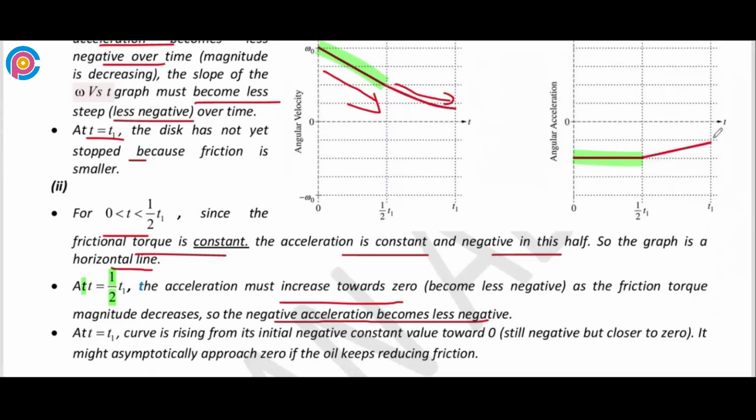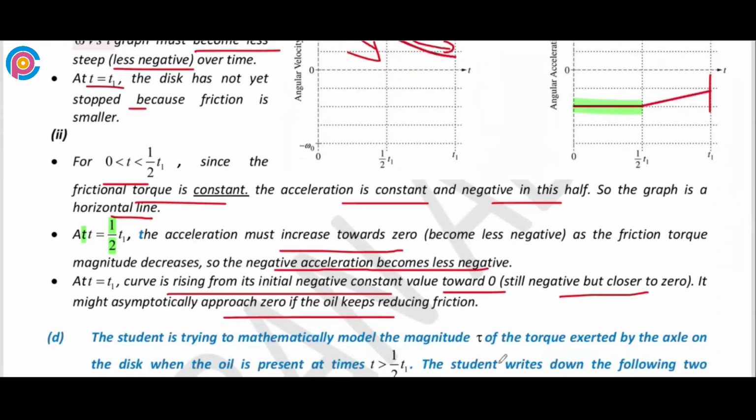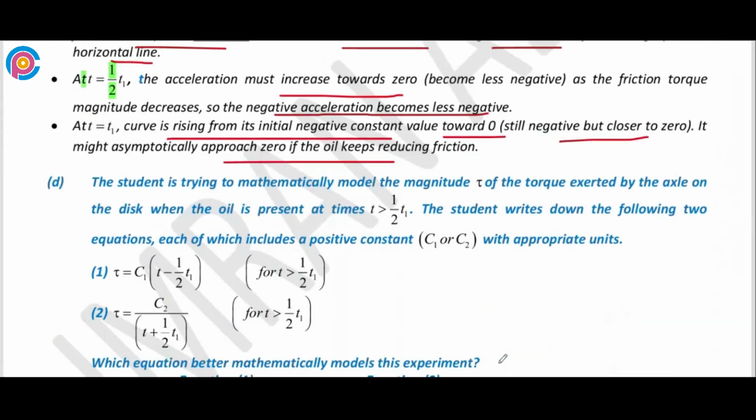What happened at t equal to t1? The curve is rising from the initial negative constant value towards 0, still negative but closer to 0. It might asymptotically approach 0 if the oil keeps reducing friction. Okay, that's the answer.